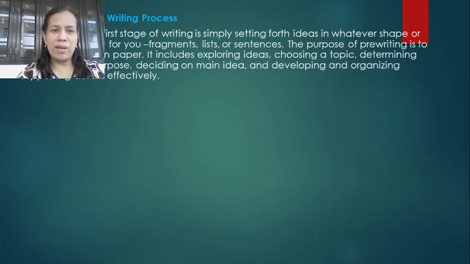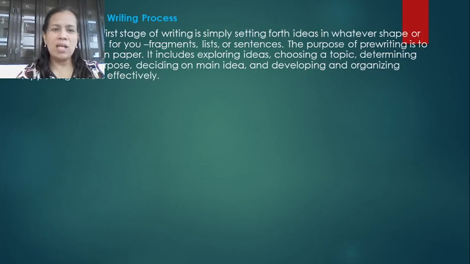Okay. So there are four stages of the writing process. The first one is pre-writing. The first stage of writing is simply setting forth ideas in whatever shape or form that is handy for you, like fragments, making a list, or sentences. In my case, are you familiar with mind map? So I do mind mapping. I usually make lists of words and phrases that I wish to include in my writing. So the purpose of pre-writing is to get ideas down on your paper.